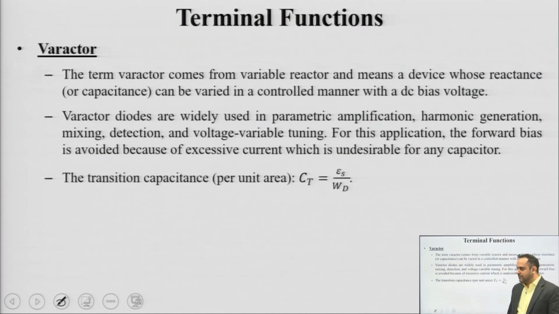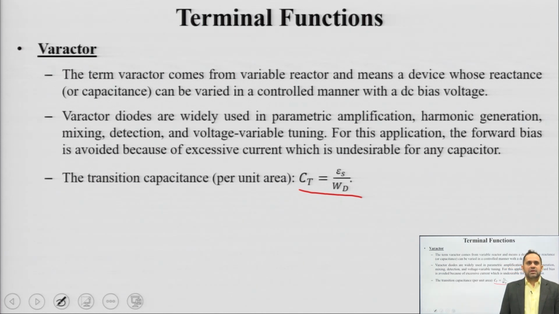Another 2 terminal function of a p-n junction is what is known as varactor. In a very recent lecture, I had discussed about diode capacitance. When you reverse bias a p-n junction, you increase the width of depletion region. This is similar to a parallel plate capacitor where you have a p type plate and an n type plate separated by a dielectric known as depletion region. The capacitance offered by this reverse biased p-n junction is known as transition capacitance, which is generally measured per unit area and given by this expression epsilon s by WD. WD is nothing but your depletion region width.